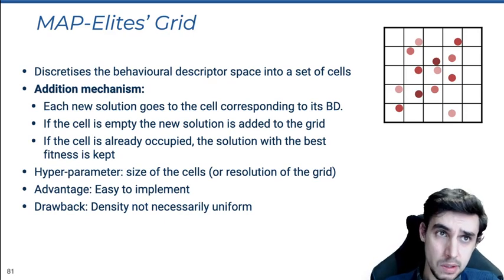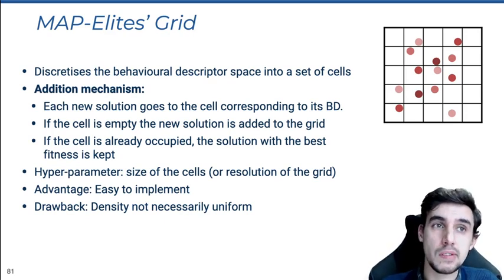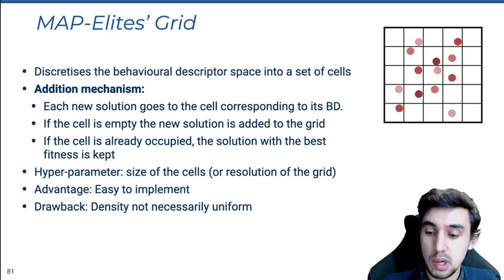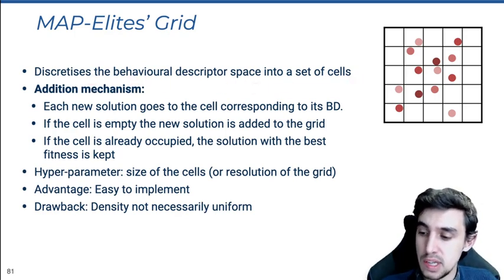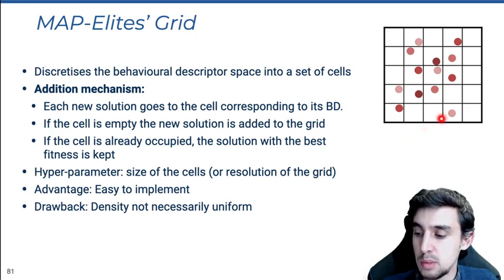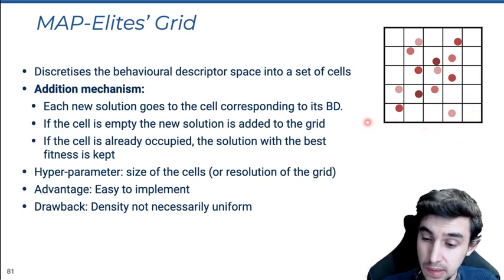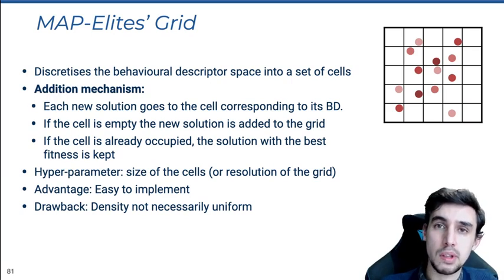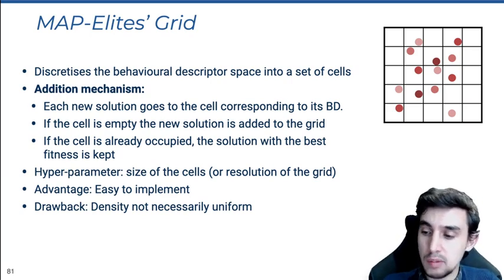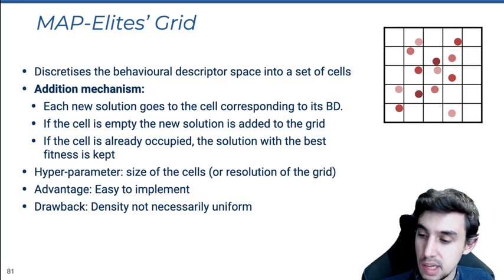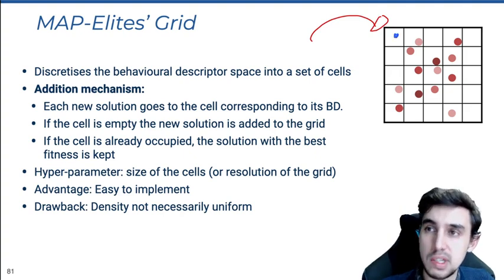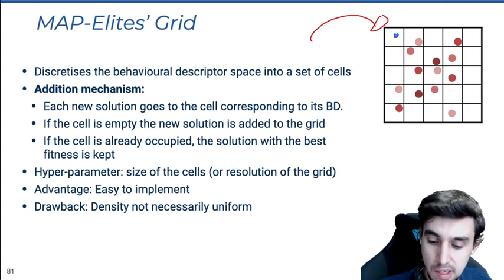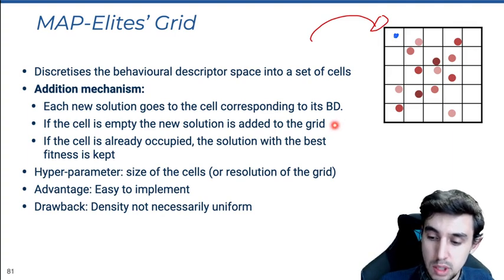And so, as I said, the most important aspect of MapEdit is this grid. It discretizes the BRF descriptor space into a number of cells. So imagine you have a 2D space. You can discretize it into 25 cells by discretizing every dimension into 5 bins, so a 5 by 5 grid here. And then what is important is the addition mechanism. When we have a new solution that we want to add to the grid, the solution can either land in an empty cell like this one. In this case, that's very simple. We simply add the solution to the grid.